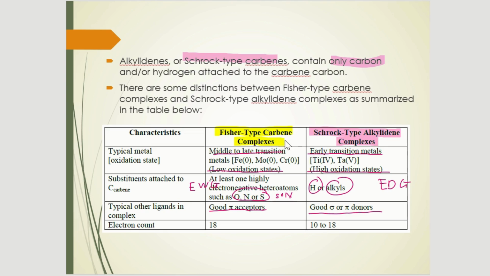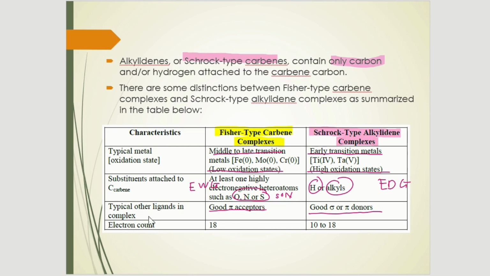That differentiates Fischer type carbene and Schrock type carbene in terms of the central metal of the compound. The second one is the substituent attached to the carbene carbon. For the Fischer type carbene, they prefer at least one highly electronegative heteroatom. As I mentioned earlier, like sun: sulfur, oxygen and nitrogen, ONS. This heteroatom is also recognized as an electron withdrawing group. At least one high electronegativity heteroatom. Meanwhile, the Schrock type alkylidene prefers electron donating groups, which are hydrogen or alkyl groups.